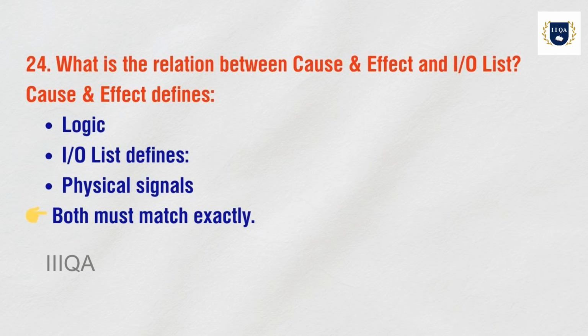What is the relation between cause and effect and I/O list? Cause and effect defines logic. I/O list defines physical signals. Both must match exactly.